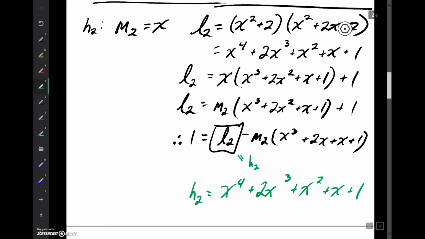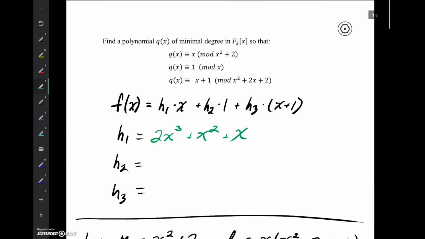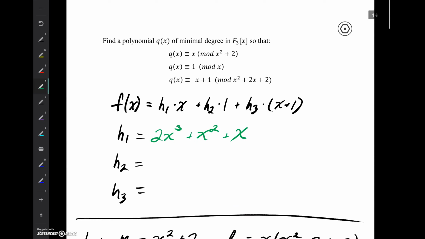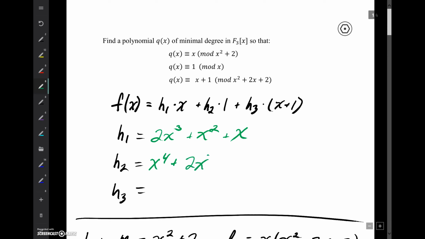Alright, I'm going to write it up top in the space we left. So we've got x to the 4th plus 2x to the 3rd plus x squared plus x plus 1.